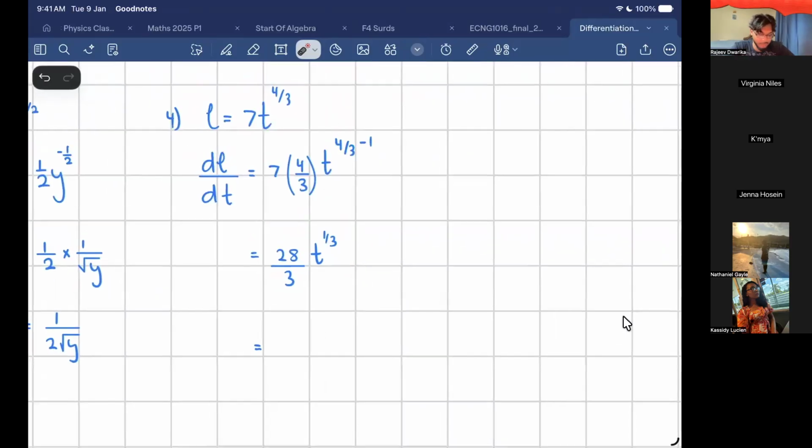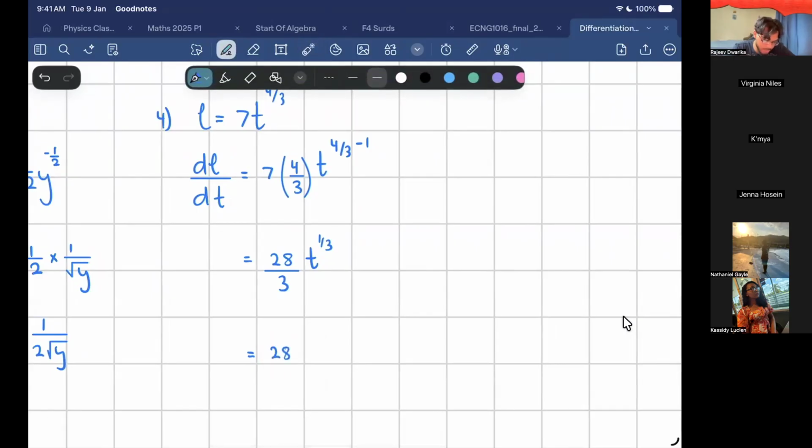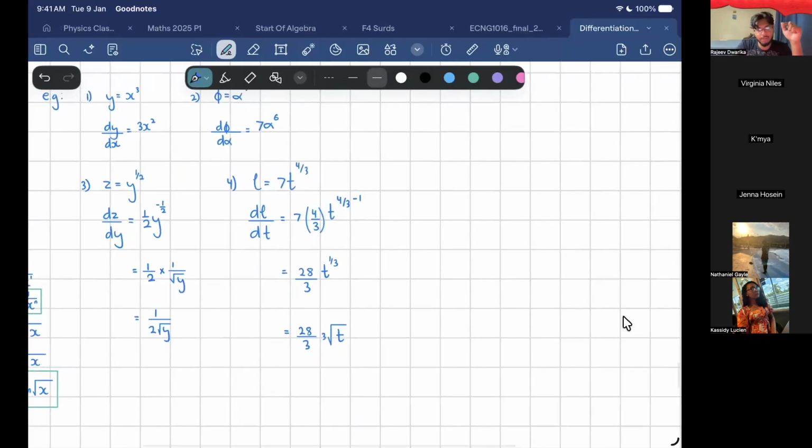The only thing that's being raised to the power of a third is t. So what will my final answer look like if you want to write it in root form? Tell me, Jenna, what would the final answer look like? 28 over 3 root t. You'd have to be specific. Since it's to the power of a third, it's going to be cube root t. Yes, sir. That's the answer. Nice.